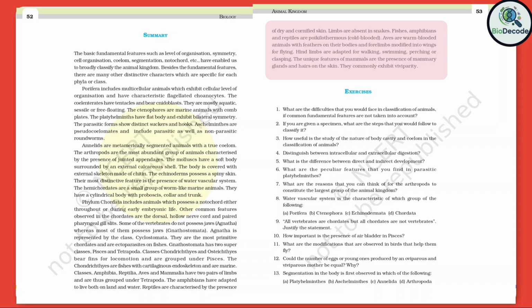They commonly exhibit viviparity. You've just finished listening to Chapter 4, Animal Kingdom, from NCERT Class 11 Biology here on BioDecode. I hope this audio helped you clearly understand the key concepts and made exploring the vast diversity of animals more engaging. From simple body plans to complex organ systems, we've examined how animals are classified, the biological criteria used, and the evolutionary adaptations that define each group.